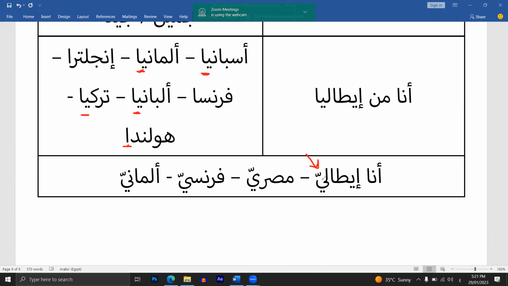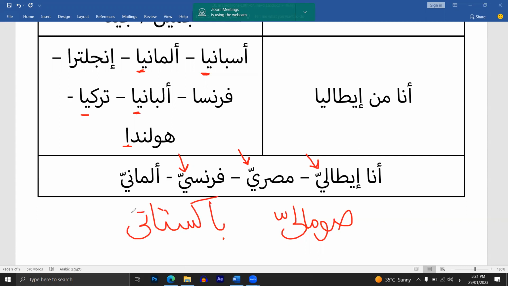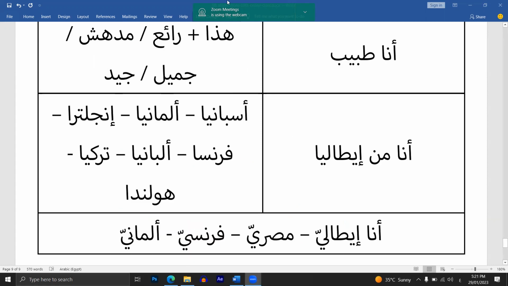And here with nationalities, usually we will see this يا, duplicated يا. مصري, إيطالي, فرنسي, صومالي, باكستاني, from Pakistan. So this is if you are a male. If you are a female, you will add تا. We call it التاء المربوطة. صومالية, باكستانية, إيطالية.